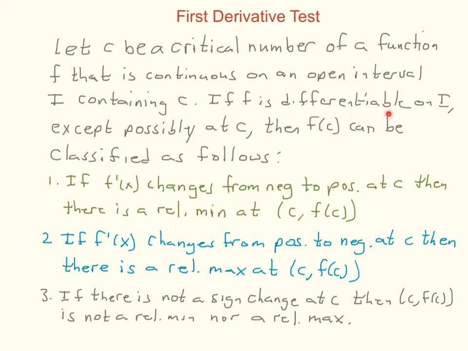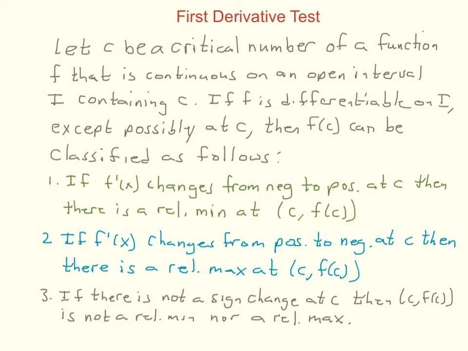If f is differentiable on I, except possibly at c, because remember, c is a critical number, so it could be a critical number because the derivative is undefined there. That's why it may not be differentiable except possibly at c. Then f of c can be classified as follows. If f prime of x changes from negative to positive at c, then there is a relative minimum at c, f of c.